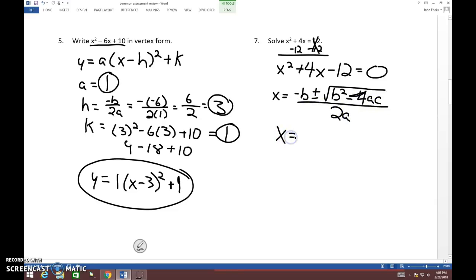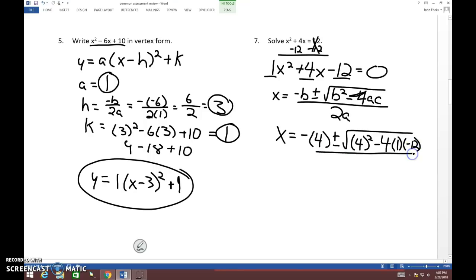So when I substitute in what I know, a is 1, b is 4, and c is negative 12. So here I'm going to have negative b, which is negative 4, plus or minus the square root of b squared, which is going to be 4 squared, minus 4 times a, which is 1, times c, which is negative 12. And then that's all going to be divided by 2 times a, which is 2 times 1.